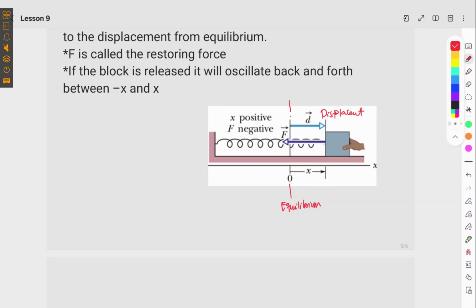Okay. So the force of the spring is just simply negative k times the x distance. So it's simply like that. So long as you know that already.